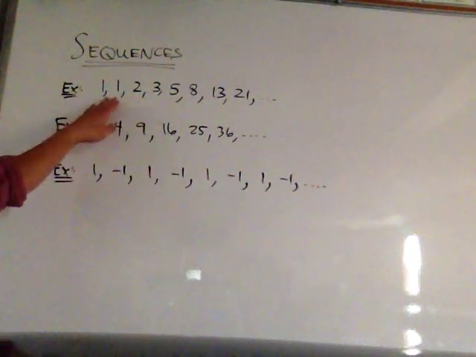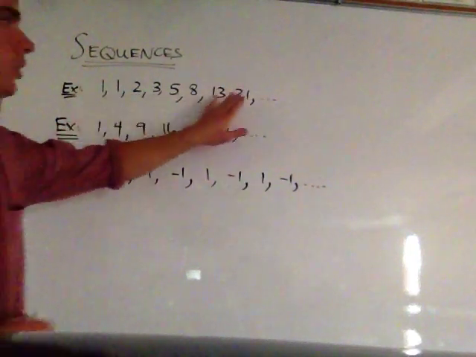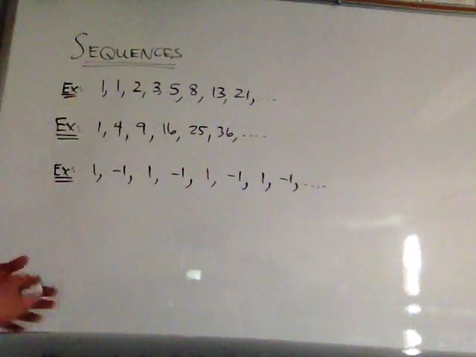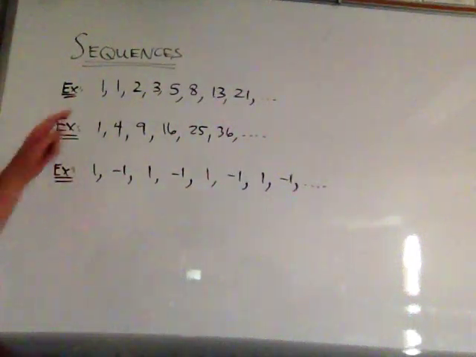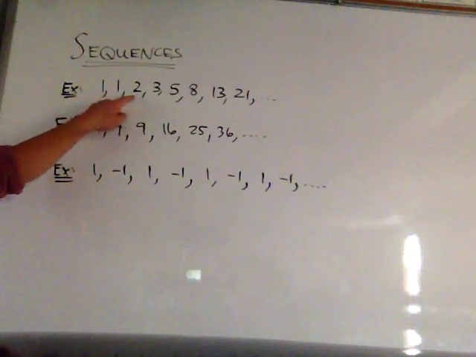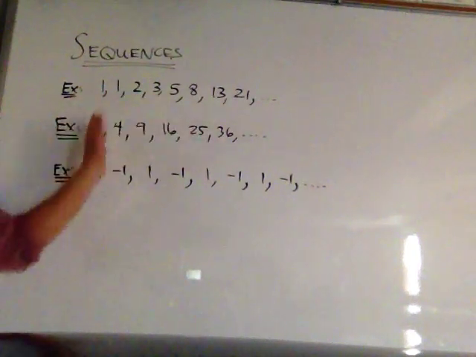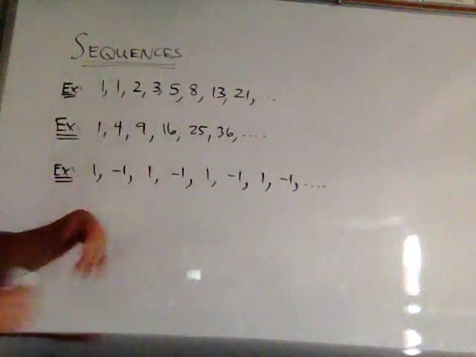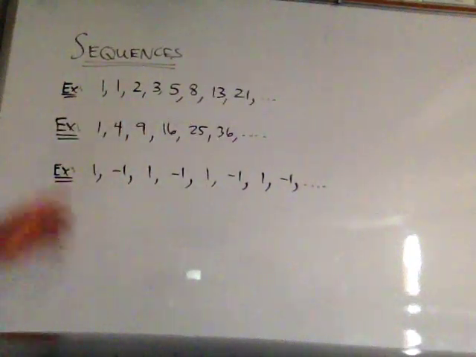The first sequence, 1, 1, 2, 3, 5, 8, 13, 21, is a very famous sequence. It's the Fibonacci sequence, where each number, after the first two, is the sum of the previous two numbers. To get to the next one, you add the previous two numbers.